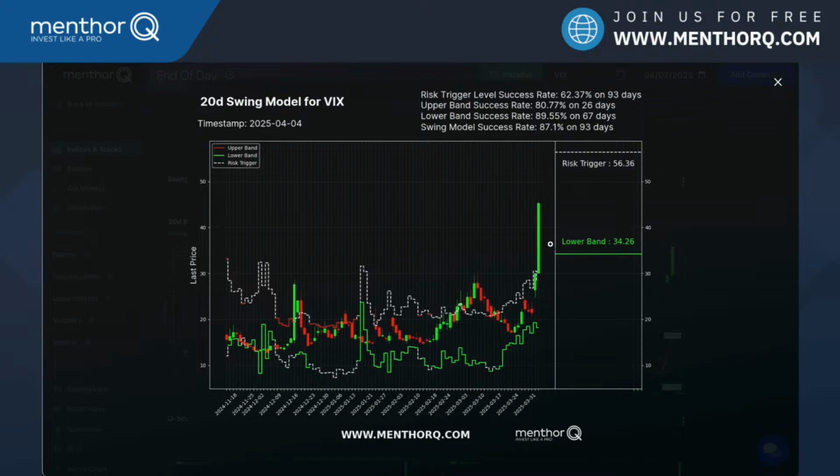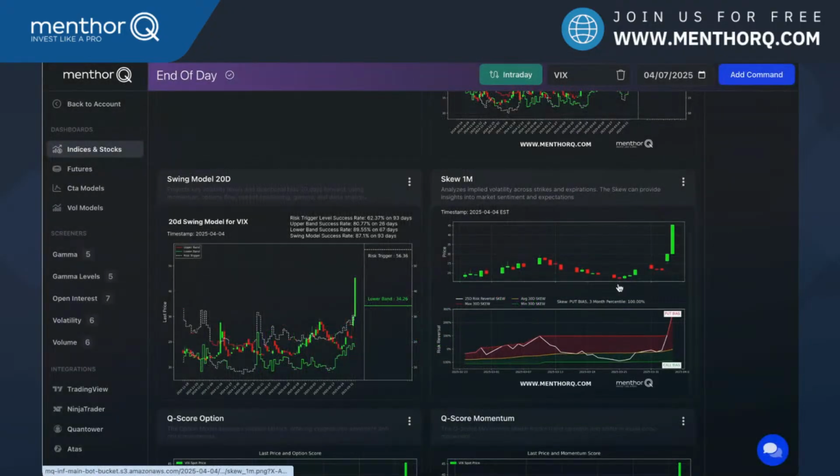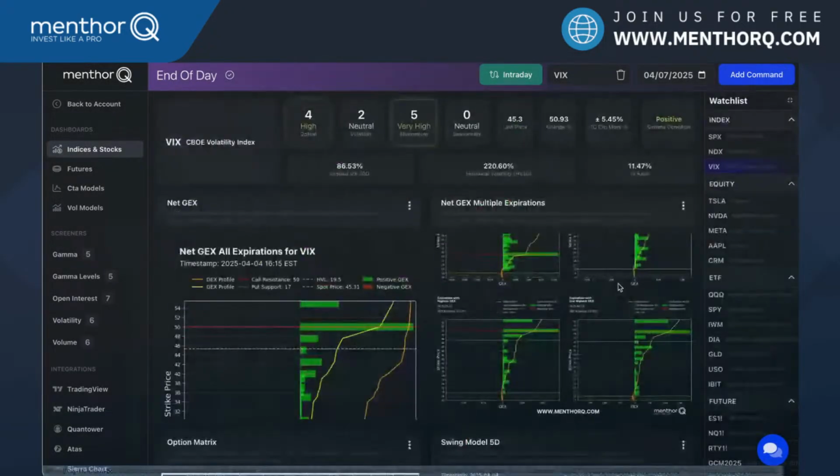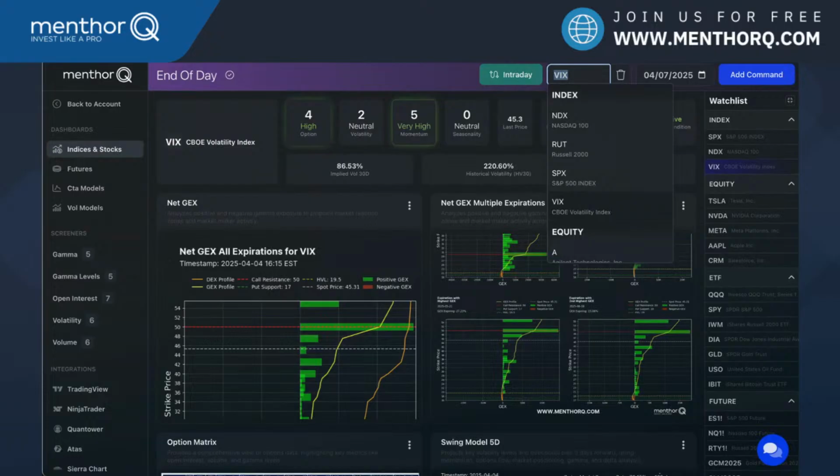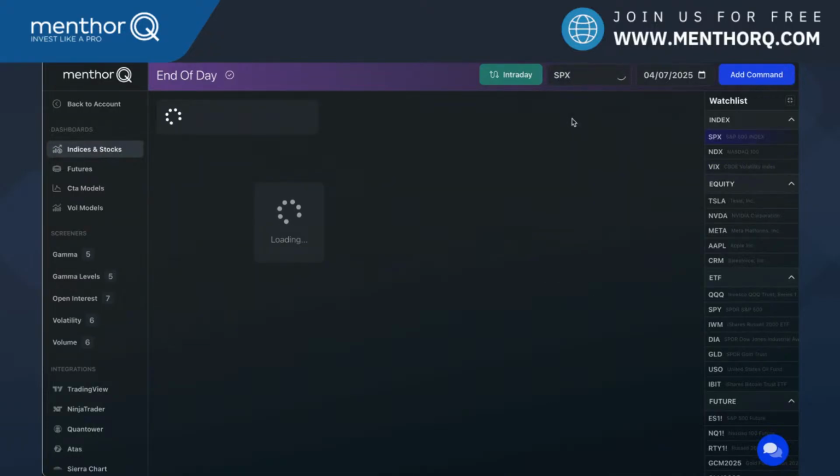So, of course, using caution and managing risk now is really very, very important, because we know that most likely volatility will stay high for at least the next 30 days. And of course, we don't know what could happen in the future. But let's go back to the SPX.